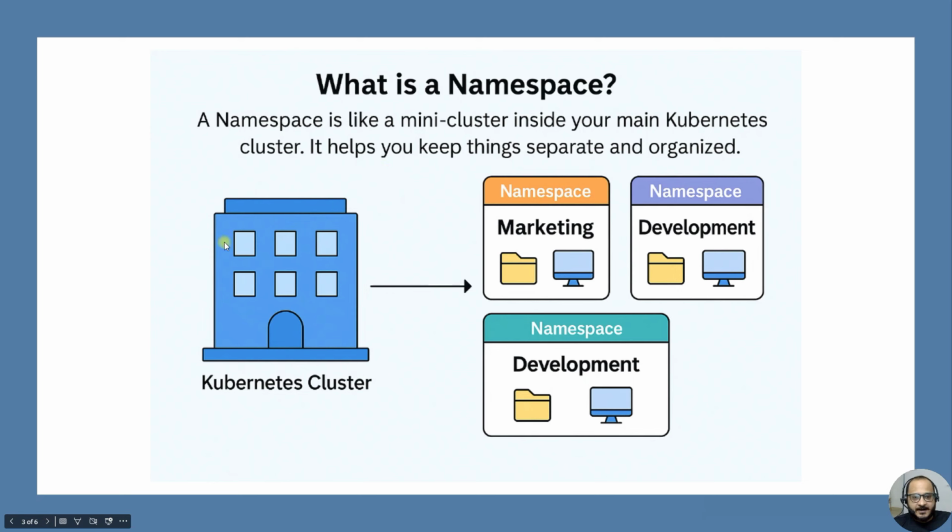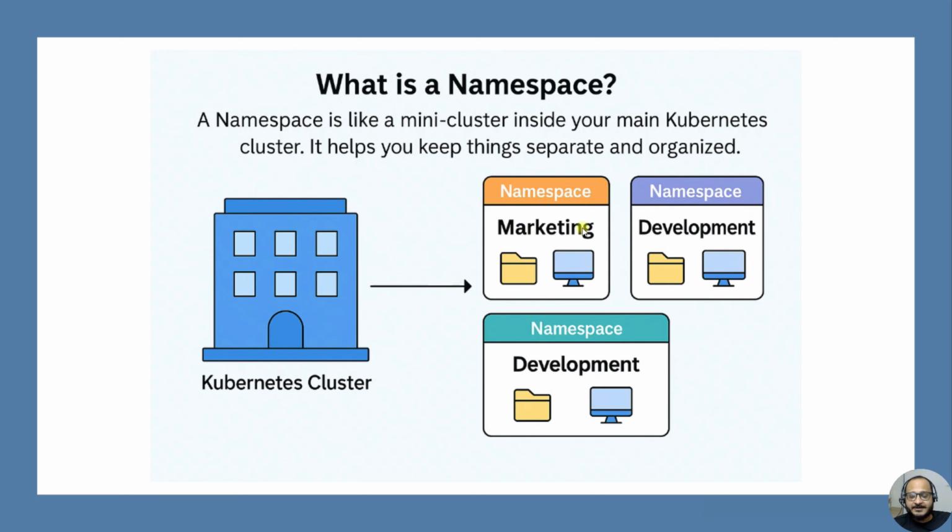So this is an image I have prepared here. You can see this is a very big Kubernetes cluster, and under this Kubernetes cluster we have three namespaces: marketing, development, and testing. Marketing teams will have their own resources inside their namespace. Development will have their own resources. If they want to talk to each other, they can, because we can enable cross-namespace communication as well. So that is not an issue.